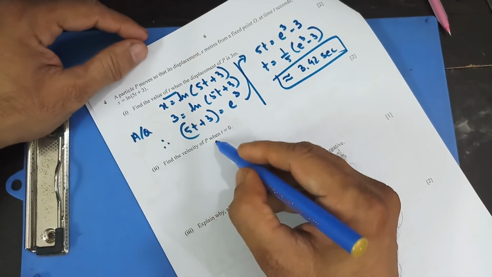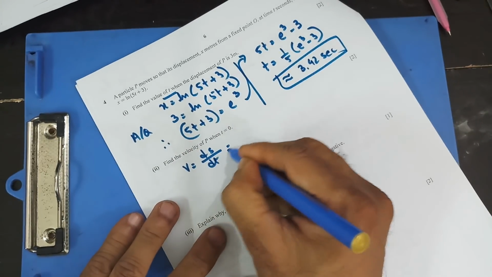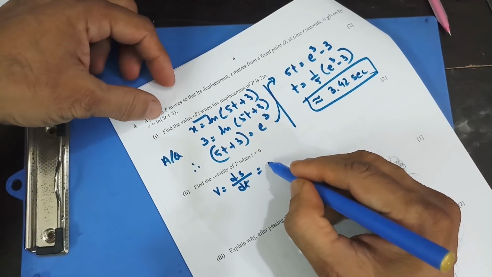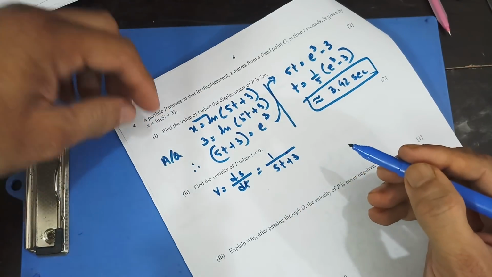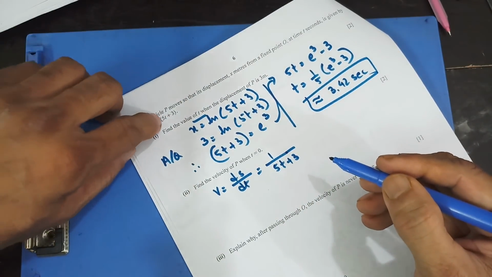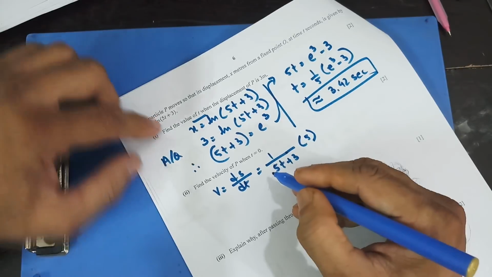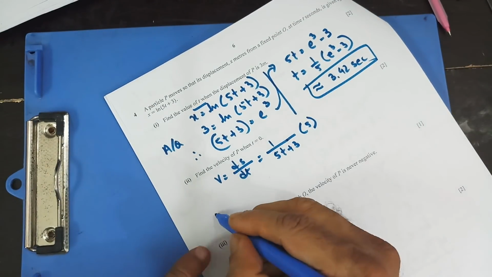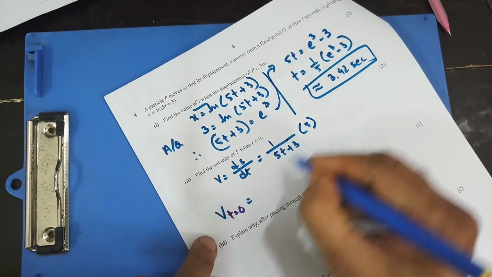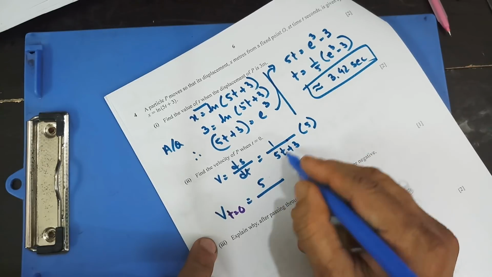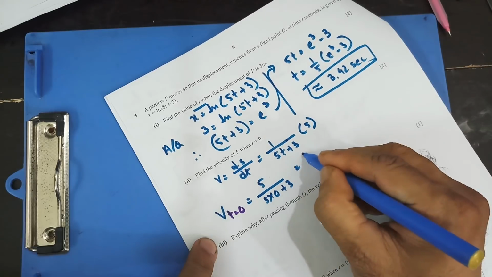All right, find the velocity of P when t equals 0. Now velocity is ds/dt, so I need to differentiate this. When I differentiate ln, I get 1 over (5t + 3), and then by the chain rule I differentiate inside the bracket: 5t + 3 gives 5. But it says when t equals 0, so v when t equals 0 is 5 over (5 times 0 + 3).